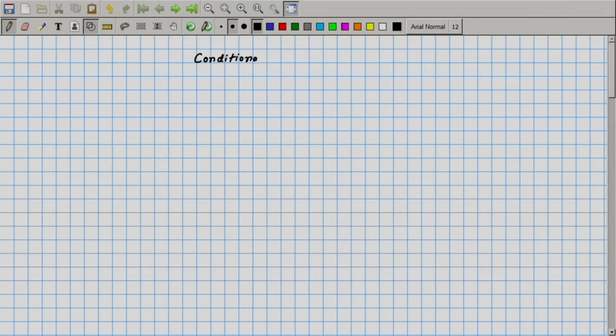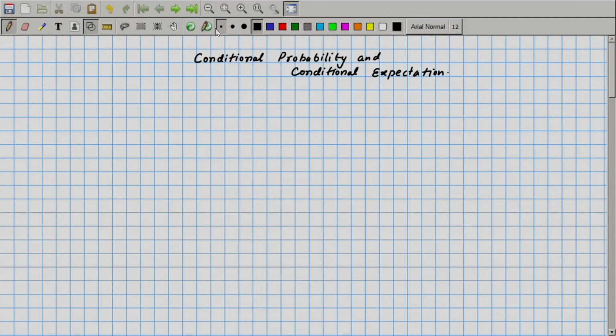In this lecture we will learn about conditional probability and conditional expectation. These are two important tools which we will require for the analysis of many randomized algorithms. So, we will start with an example.